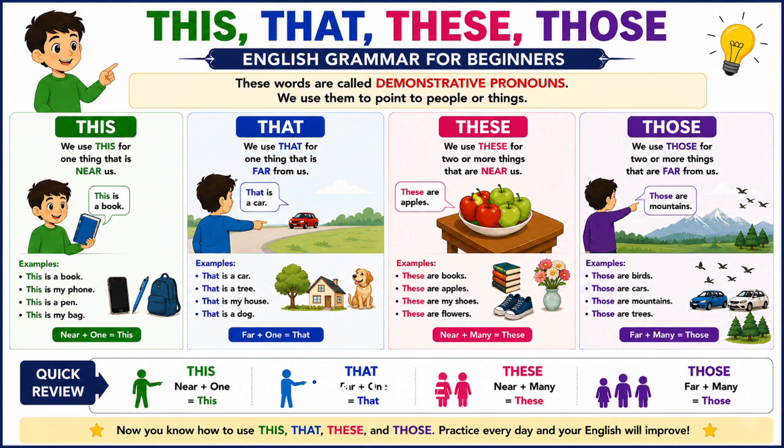4. Those. We use those for two or more things that are far from us. Look at those birds. Those are birds. Look at those cars. Those are cars. Look at those mountains. Those are mountains. Remember, many things plus far equals those.